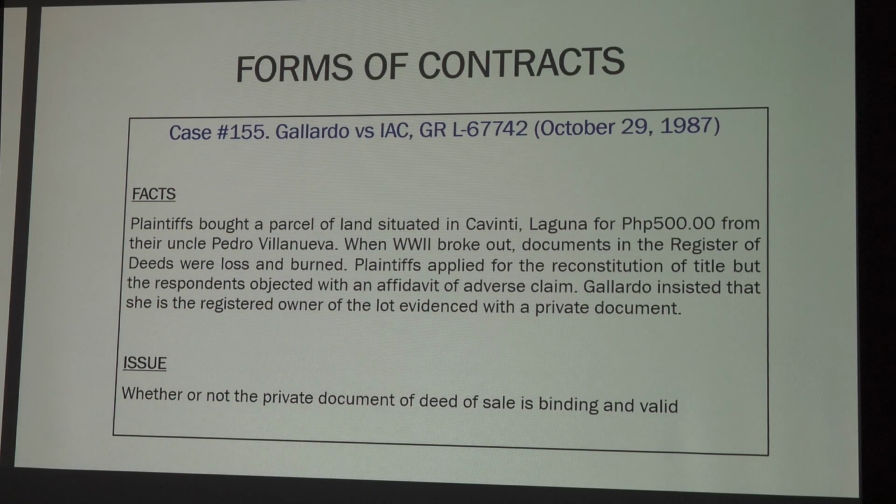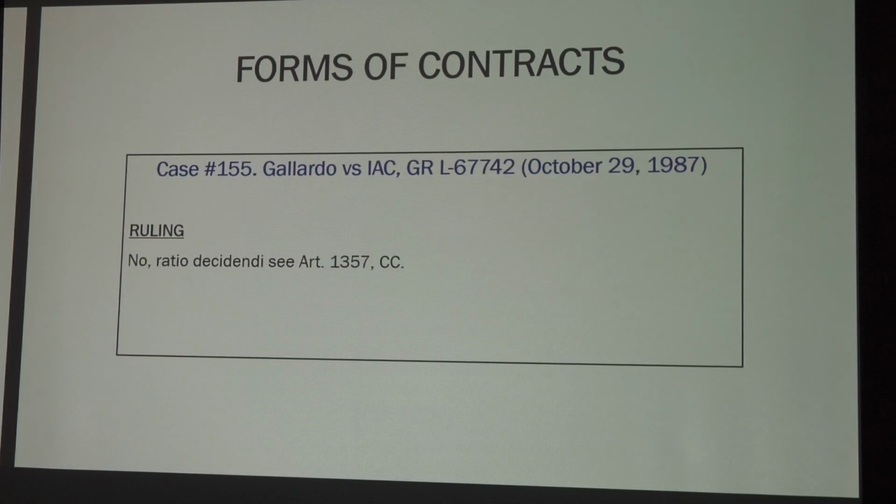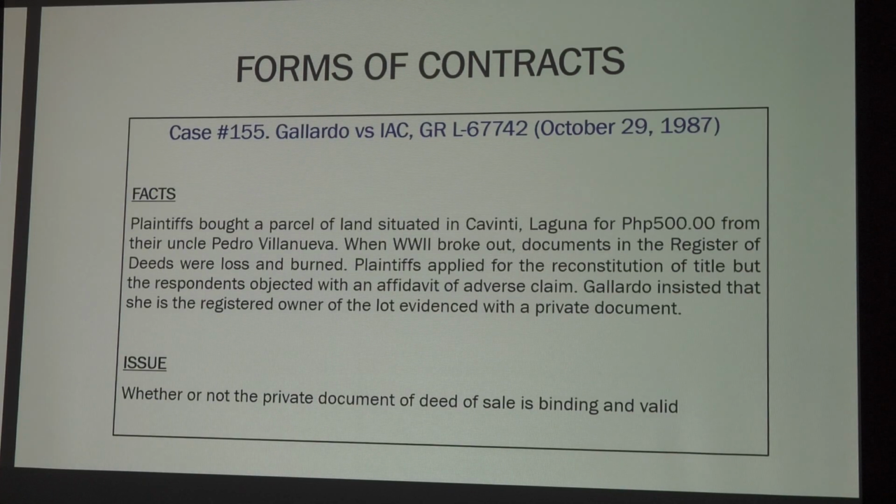Gallardo versus IAC. Whether or not the private document of deed of sale is binding and valid. Okay. No. Ano ba yung sabi sa Article 1357? Diba? If the law requires a document or other special form, as in the acts and contracts enumerated in the following article, the contracting parties may compel each other to observe that form once the contract has been perfected. In this case, class, sa Gallardo versus IAC, balik tayo sa facts. Plaintiffs have applied for the reconstitution of title, but the respondents objected with an affidavit of adverse claim. Gallardo insisted that she is the registered owner of the lot, evidenced with a private document.